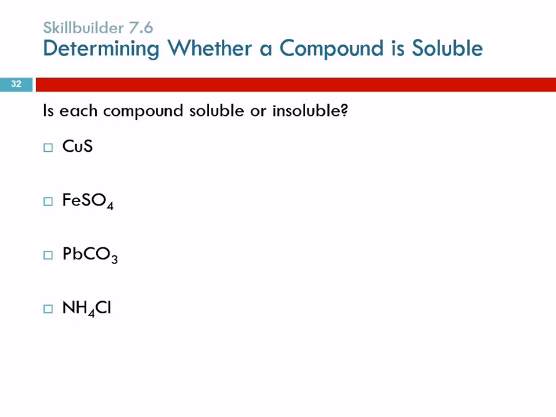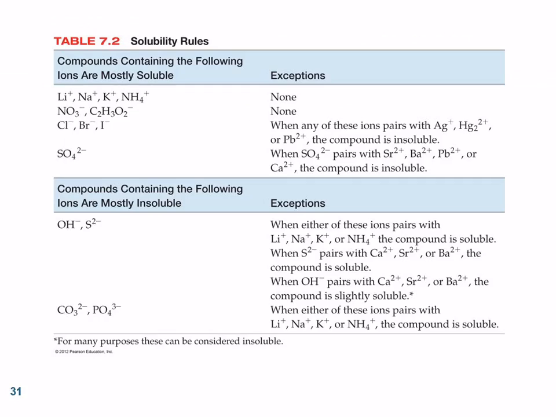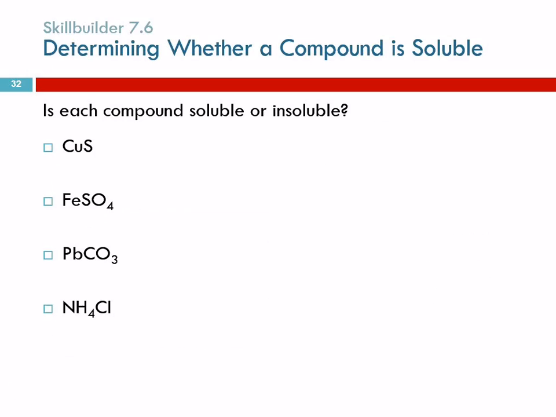So let's practice. Is each compound soluble or insoluble? So CuS. What we need to do is look for those two ions in this table. So we start at the top and we go down. CuS, CuS. Oh, here's S. Sulfides are mostly insoluble except with those or with these guys. Is copper one of those exceptions? No. So that tells us that copper sulfide is insoluble.